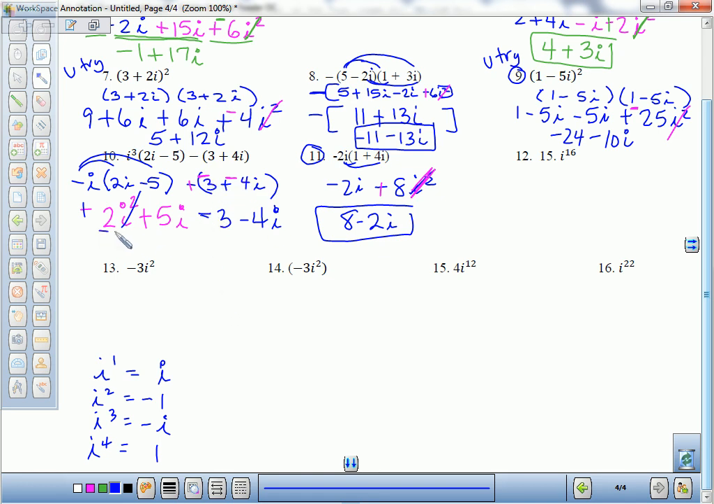So we're going to put the positive 2 together with a negative 3, and that gives us negative 1. And then we're going to put the positive 5I with the negative 4I, and that gives us 1I. So this is our answer. Those two things together, the complex answer, negative 1 plus I.